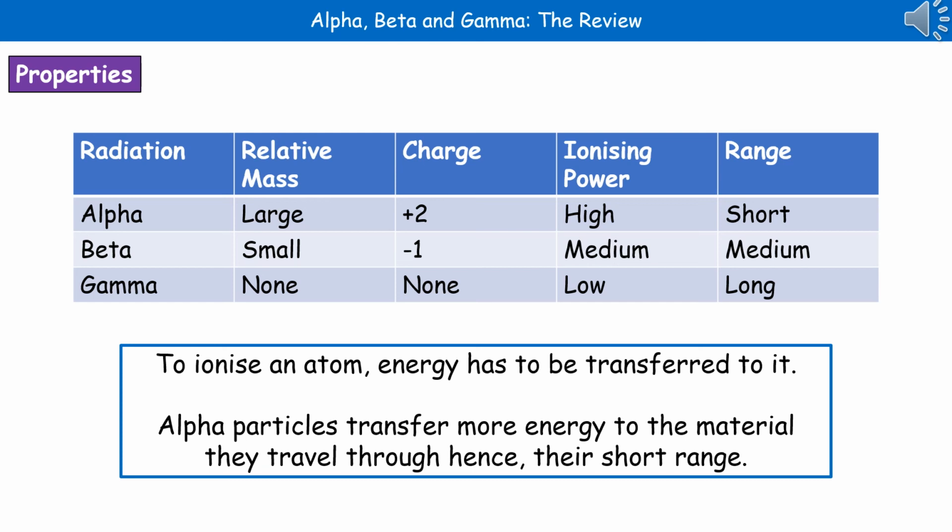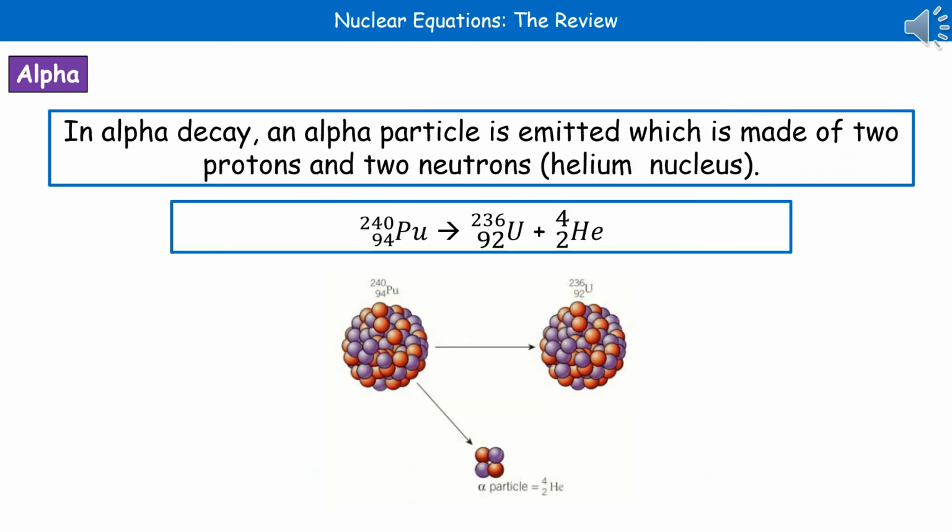In order to ionize an atom, energy has to be transferred to it. And alpha particles transfer more energy to the material they travel through, so that means that they've got a short range because they're transferring their energy to ionize the material and therefore won't go as far.